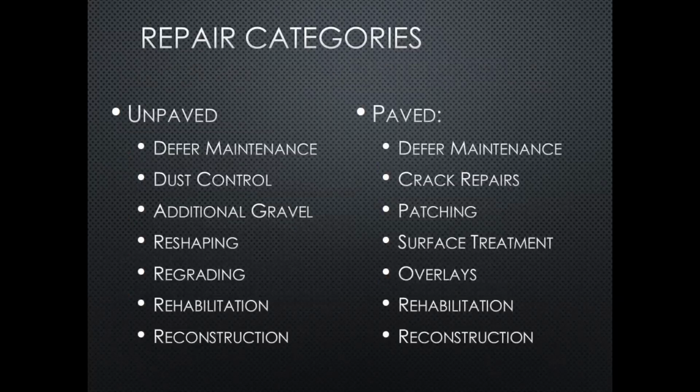Related to those, we've got repair categories within the software. One, obviously, is defer maintenance, which is probably used a little more than it ought to be, but maybe not enough in some cases. We've got dust control on an unpaved road, additional gravel, reshaping, regrading, rehabilitation. Again, you're trying to fix those problems. With the paved roads, again, we've got defer maintenance, but we've got crack repairs, patching, surface treatment, overlays, and then, of course, rehabilitation and reconstruction. And all those distresses are linked to these repair categories, and I'll talk about that coming up as well.